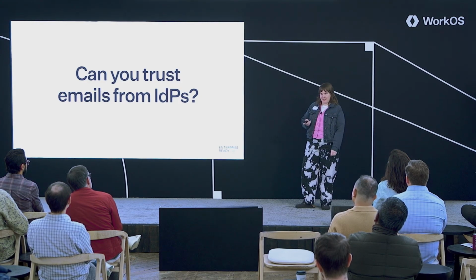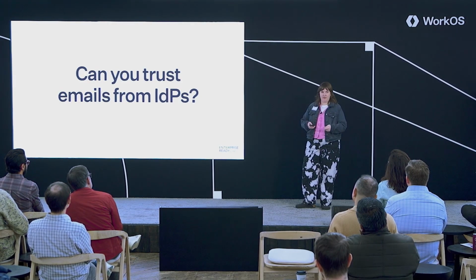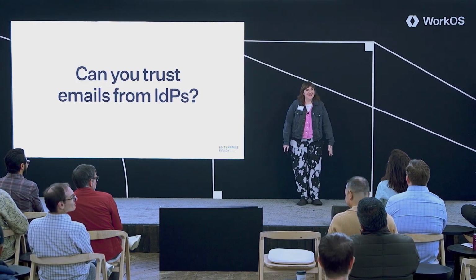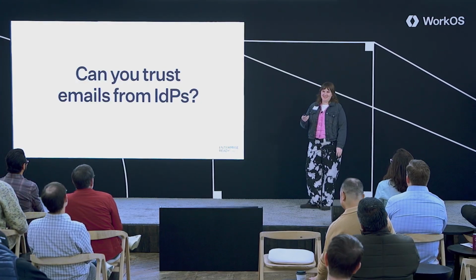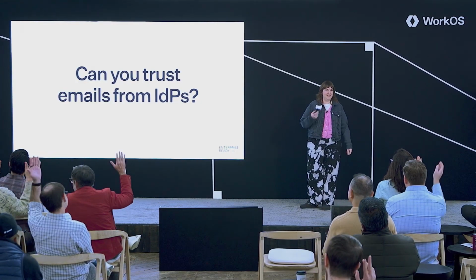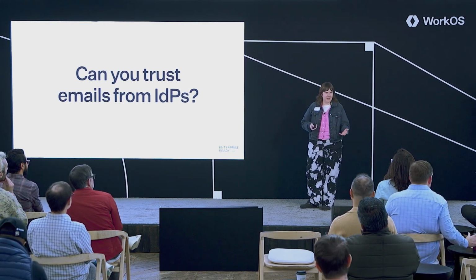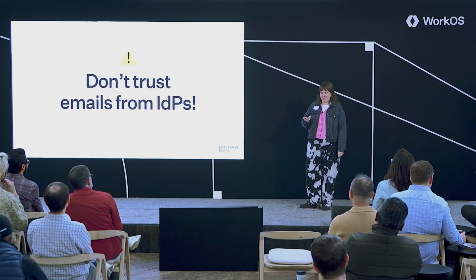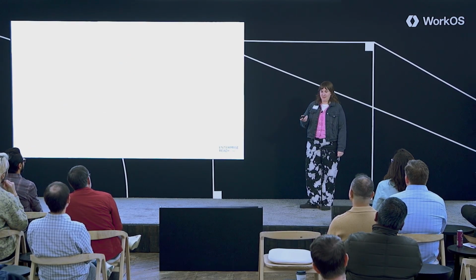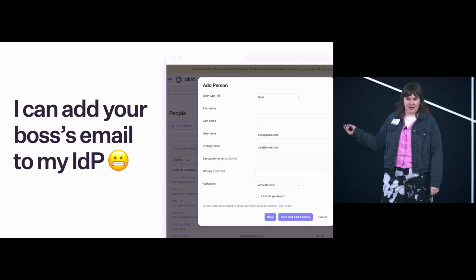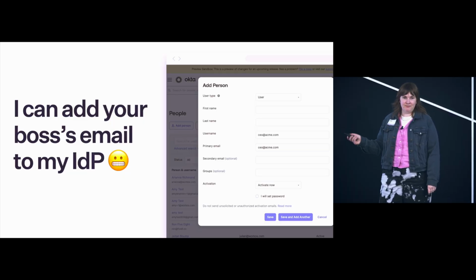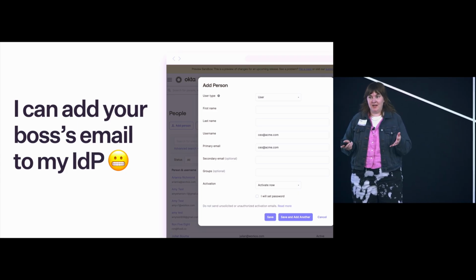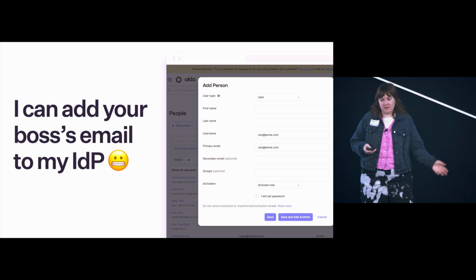Now, raise your hand if you think identity providers verify emails. So if a user signs into your app, OK, raise your hand if you think they do not verify emails. You get a user signed in via SSO. Yeah, they don't. Preaching to the choir here. In fact, I could add your boss's email to my IDP. I could pop open Okta, add your boss's email, set a password, and set up SSO on a bunch of different SaaS apps and try to sign in as your boss.